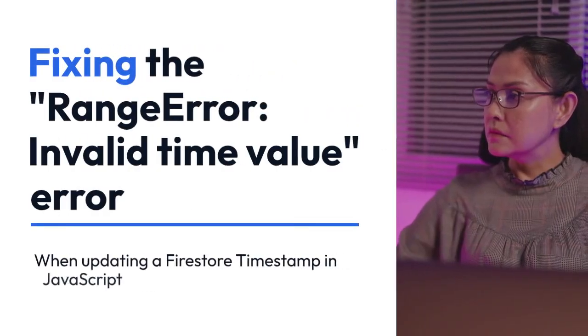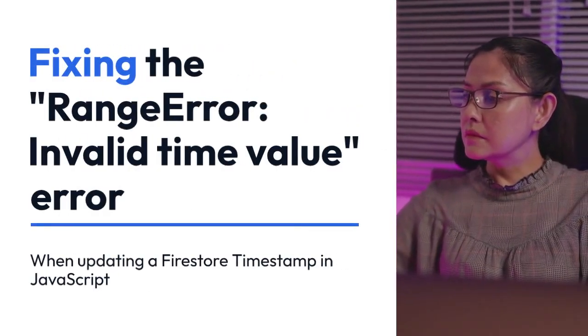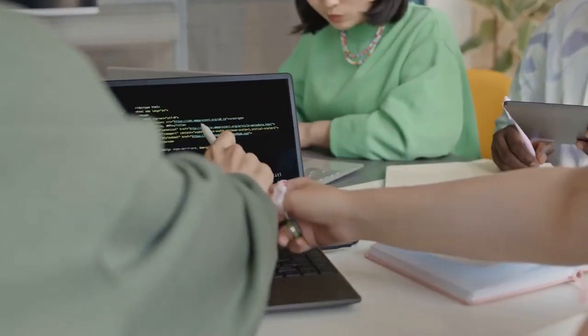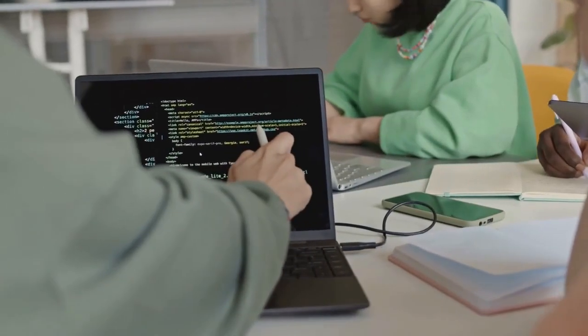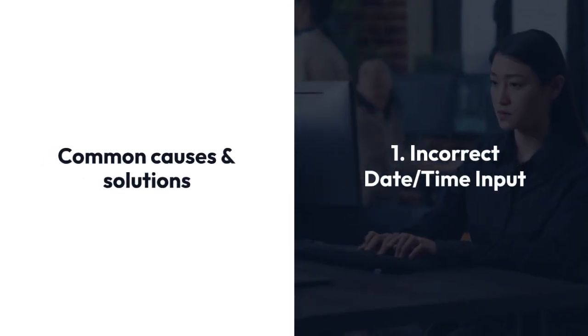We're going to explain how to fix the RangeError: Invalid time value error you might encounter when trying to update a Firestore timestamp in your JavaScript code. This error typically arises when you're attempting to set a Firestore timestamp using an invalid date or time value. Let's break down the common causes and solutions.